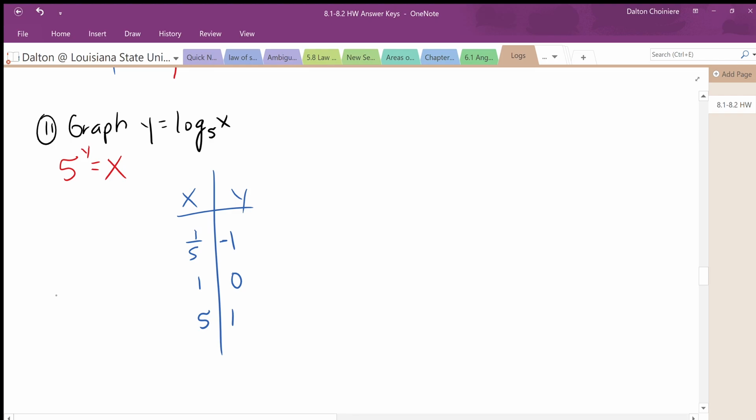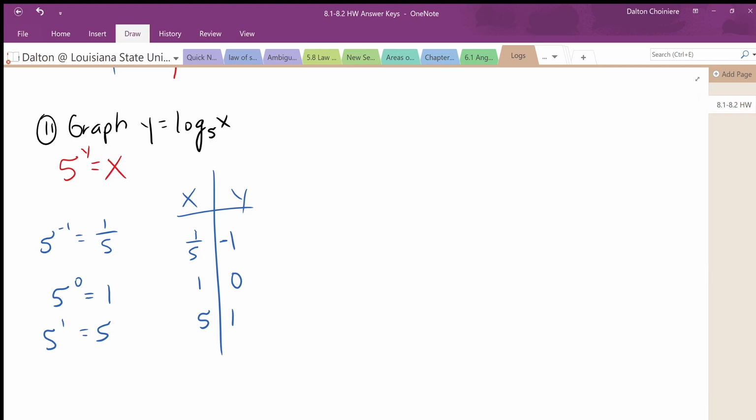This middle one would be 5 to the 0, right? Y for 0 is equal to x is 1. This one's going to be 5 to the negative first is 1/5. And this one's 5 to the first is equal to 5. So that's where these values are coming from, plugging those in for x and y here.